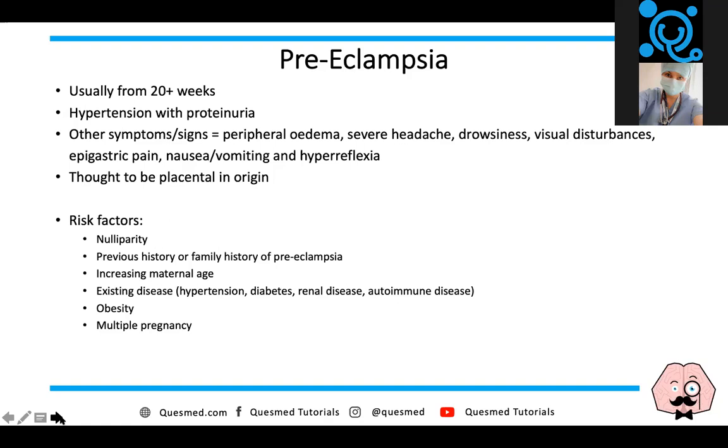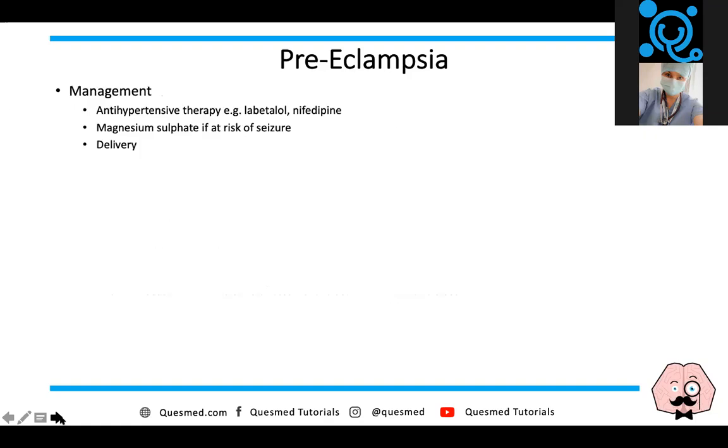Risk factors for developing preeclampsia include nulliparity, previous history or family history of preeclampsia, and again we're thinking about mums, first degree relatives, increasing maternal age, pre-existing disease, so things like hypertension, diabetes, renal disease, autoimmune disease, and obesity, and multiple pregnancies. So pre-eclampsia management is with antihypertensive therapy, and in pregnancy we generally use labetalol and nifedipine. If the woman is at risk of seizure, or if the preeclampsia is severe, we might already give magnesium sulfate to try and reduce the risk of seizure. And ultimately, the only cure for preeclampsia is delivery of the fetus.